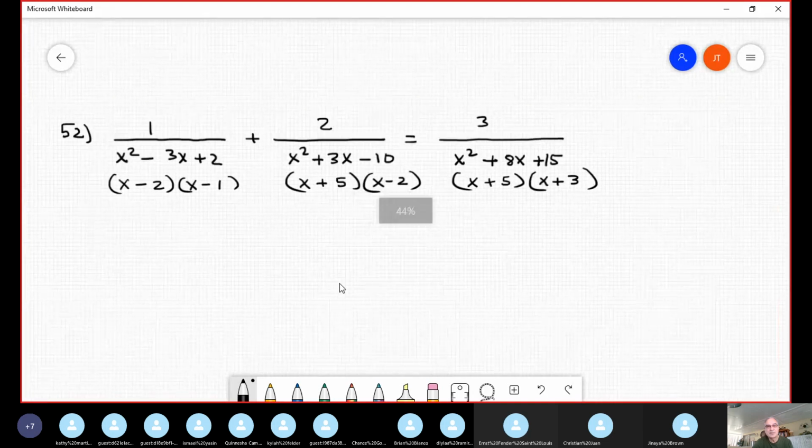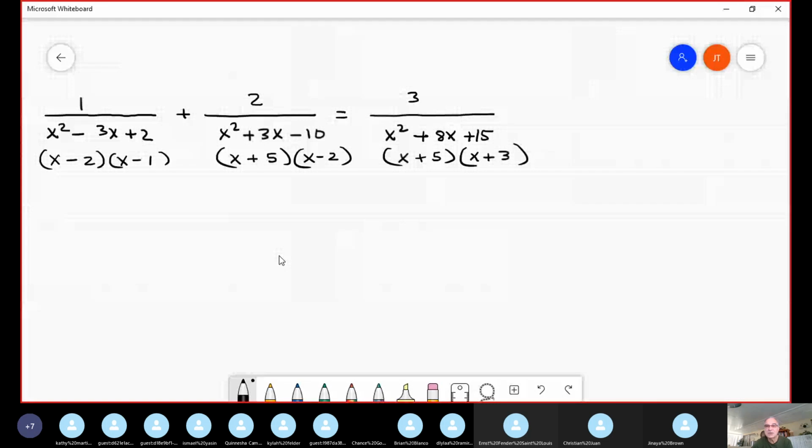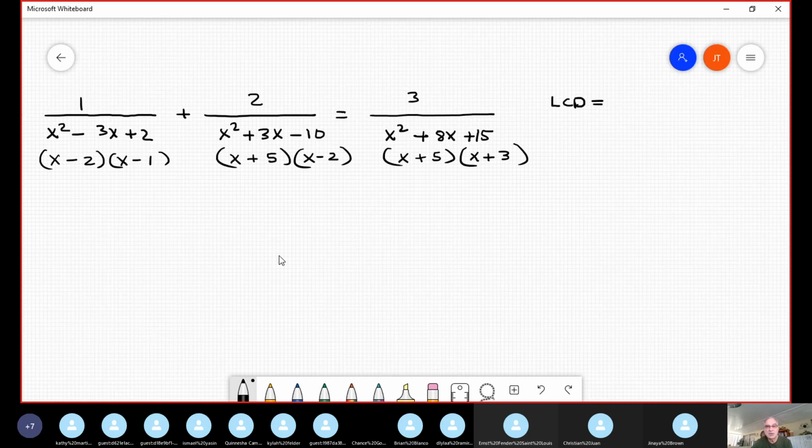What's the next step? Find the LCD. The LCD is the combination of the factors without repetition. Who helps me? x minus 2. x minus 1. x plus 5. x plus 3. This is my LCD.